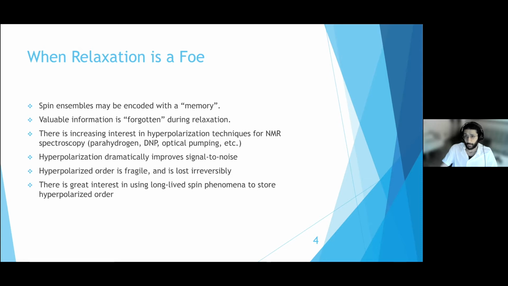If you have hyperpolarized spin order, you really want to keep that. Unfortunately, it's a limitation for medical applications: nuclear relaxation times are so rapid that that has hindered applications. So having long-lived spin order is something that is very needed in this area.